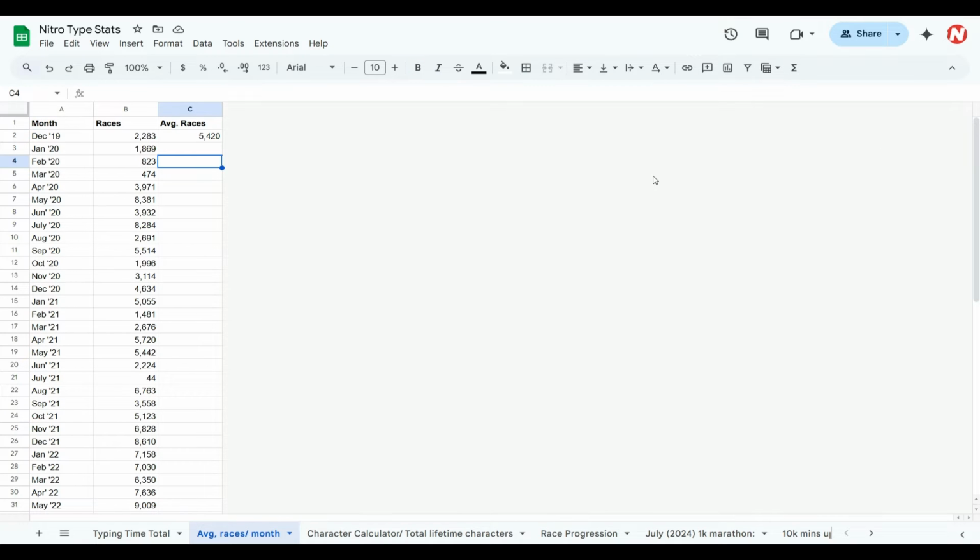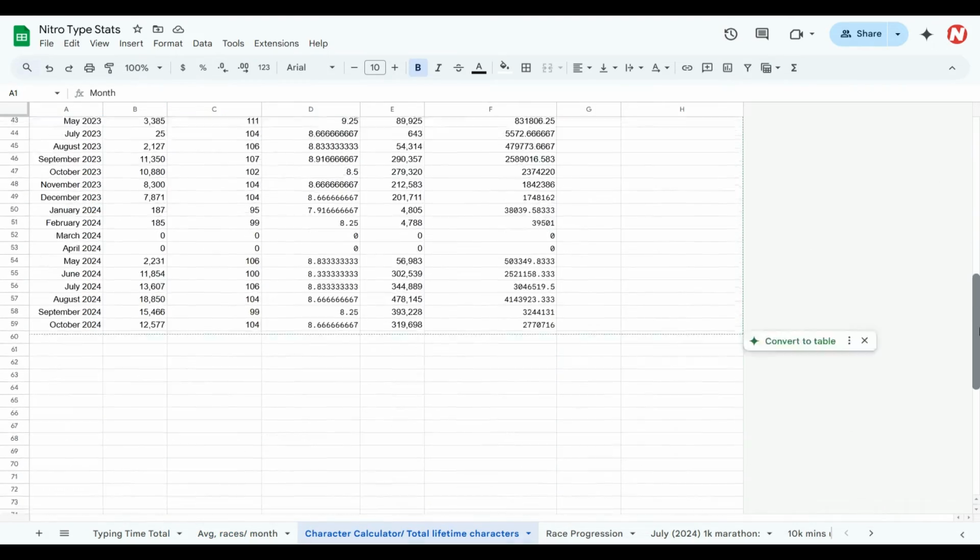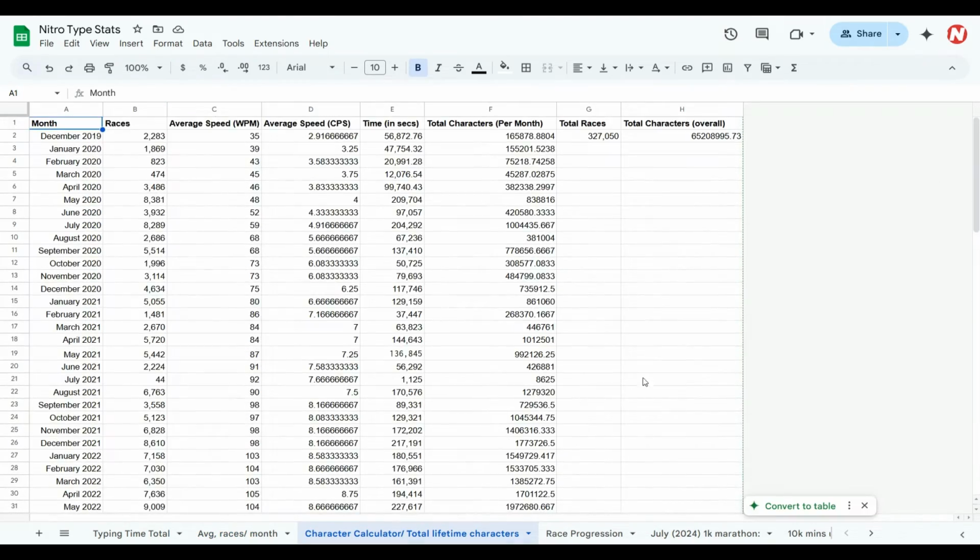Anyway, next up, the average races per month. All right, with the 10,017 races I did in the month of November, I have 5,420 races on average before then. Of course, afterwards, it's now 5,496. That's pretty cool. Anyway, character calculator, the most convoluted one on the stats page, because everything else is pretty easy to put in. Yay.